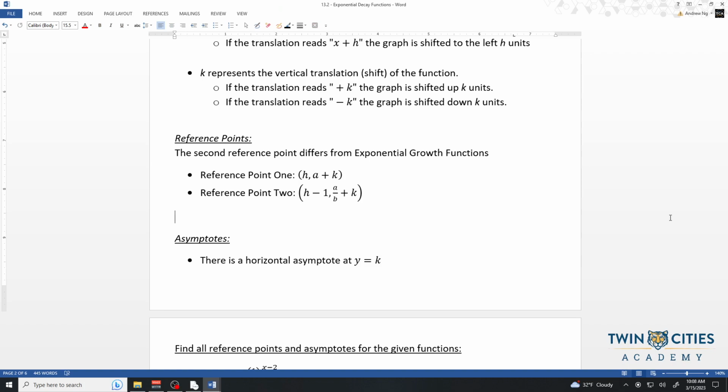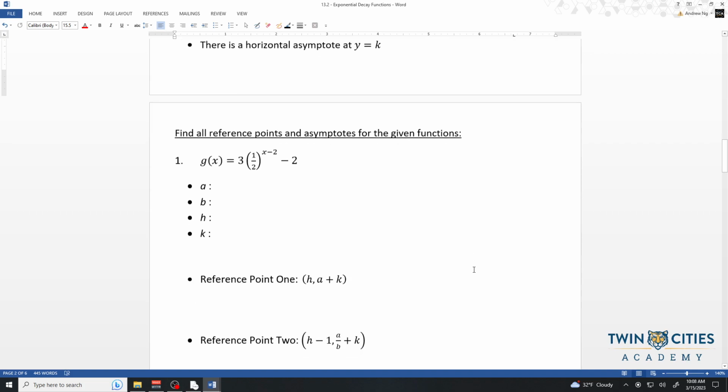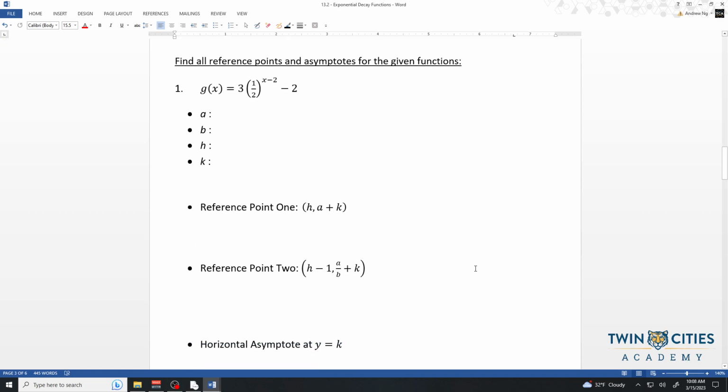Let's do a couple examples. Find all reference points and asymptotes for the given functions. So this first one, I've got g of x equals 3 times 1/2 to the x minus 2, then minus 2 at the very end. So let's find what a, b, h, and k are. a is 3. So this is going to tell me that there's going to be a vertical stretch of 3. b, which is my base, is 1/2.